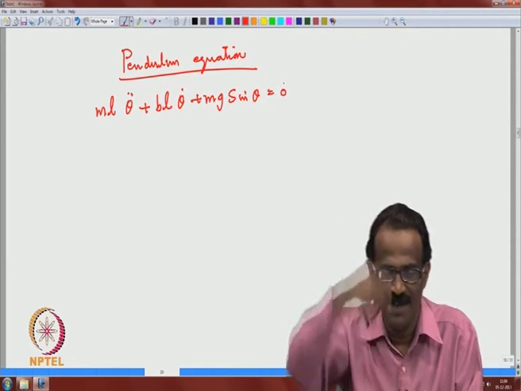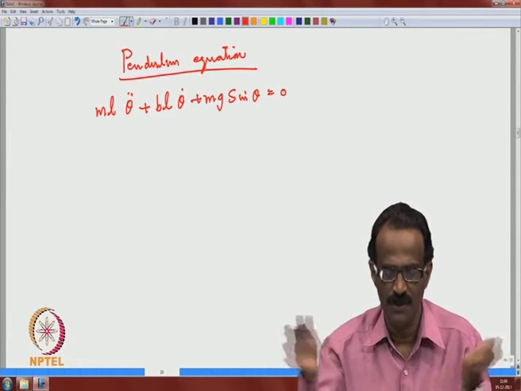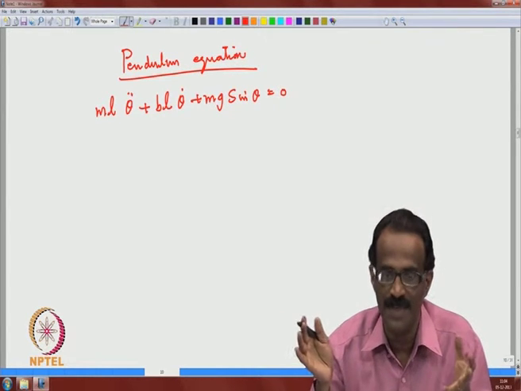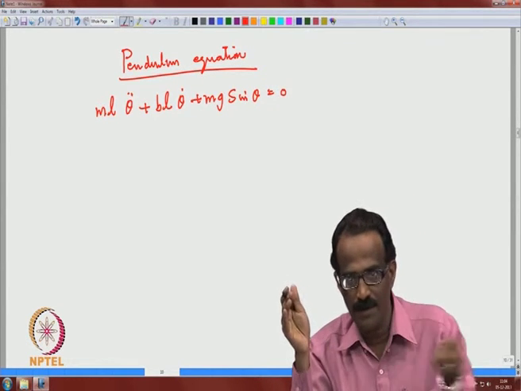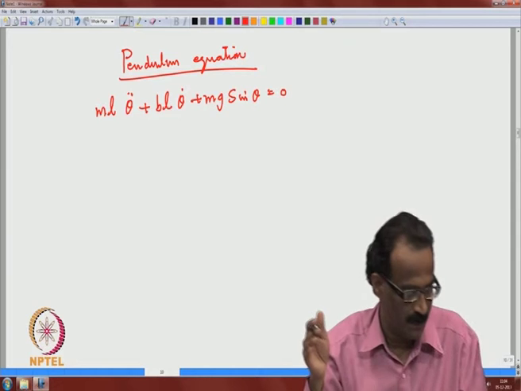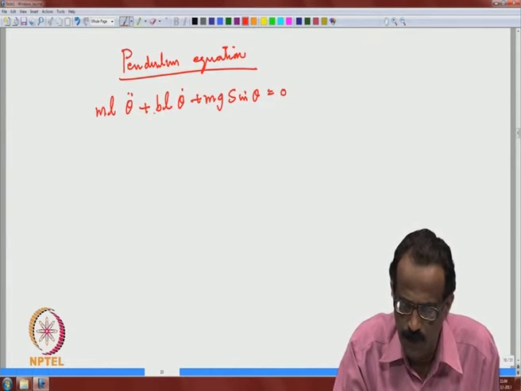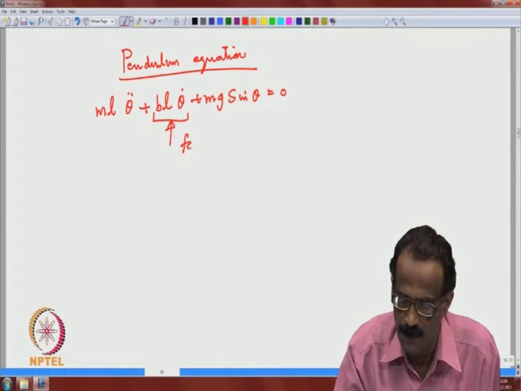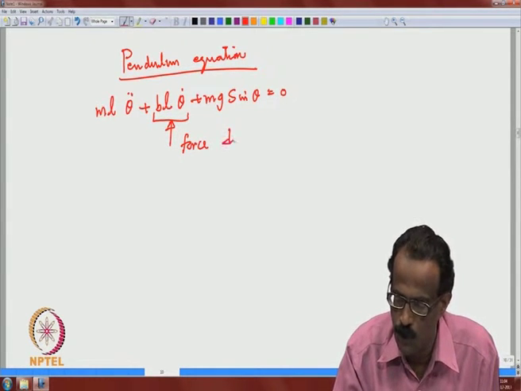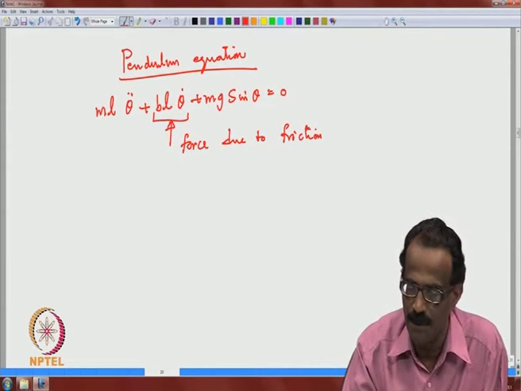You have a string of some length l and a mass attached. All of you know that one, those who have gone through your plus one, plus two lecture classes, and how the pendulum swings. So this is the force due to friction, the term that looks like a damping part.